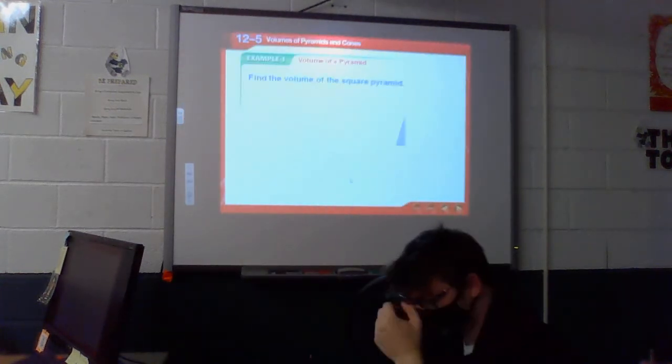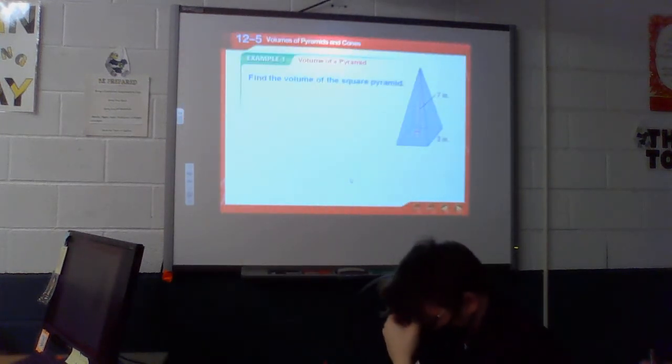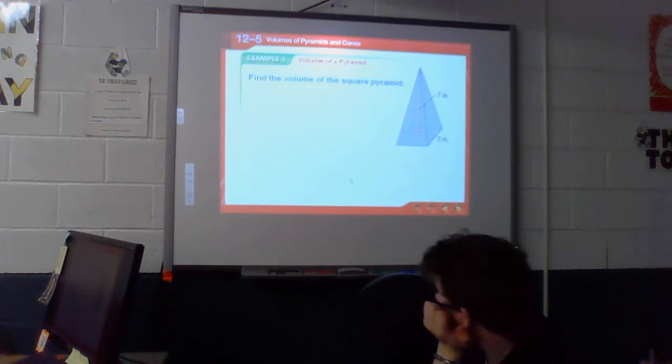So, here, again, they have my square pyramid, and this time they actually give me my height, right? The thing right down the middle. So, what am I going to do? What's the area of my base? Area. 9, right? 3 times 3. If this side's 3, this side also has to be 3. Base times height is 9 times 7.